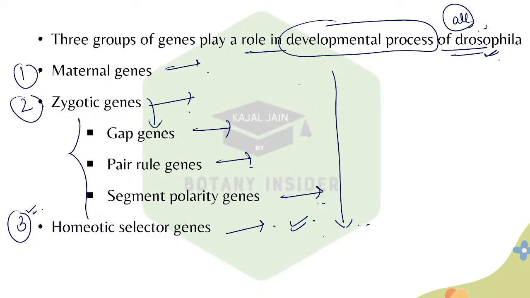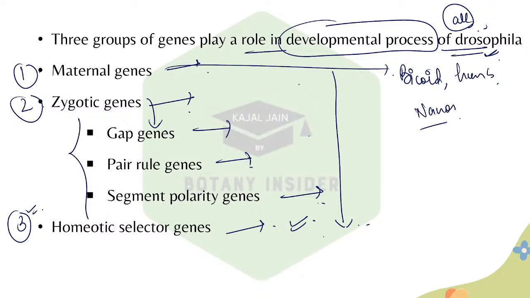For example, in the case of the maternal genes, you have bicoid, hunchback, nanos, chordal, etc. There are a number of other genes as well, but majorly there are four genes that play the role: bicoid, hunchback, nanos, and chordal. Then you have zygotic genes. First, your maternal genes will get activated.